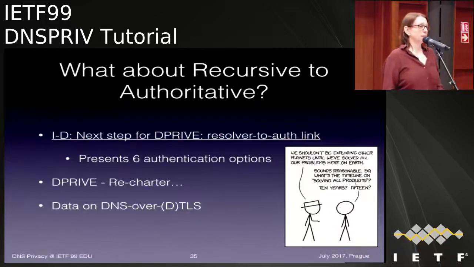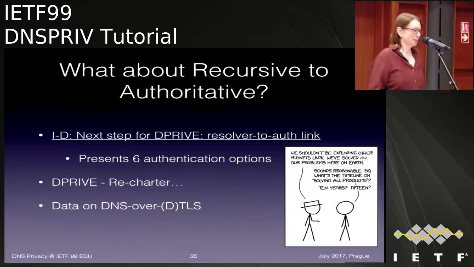The working group is probably going to consider rechartering. And also one of the things they want you to feed into that is data on what's happened today on the recursive to stub link in terms of implementation and deployment of DTLS. So there's still a bunch of work to do, but we're getting there.